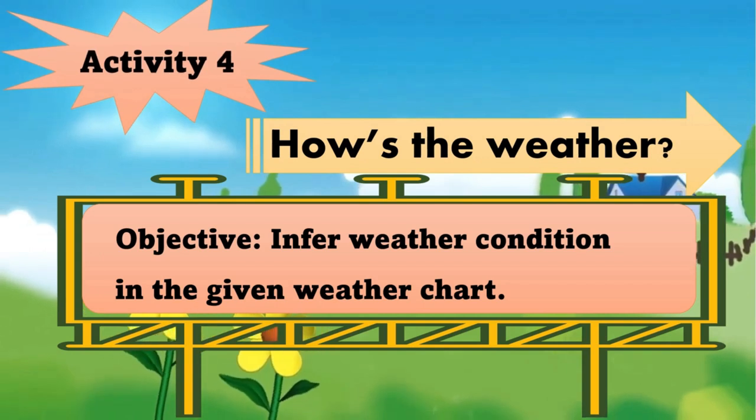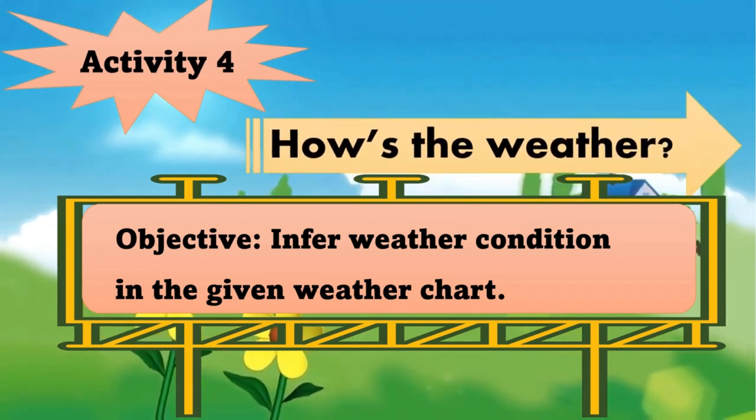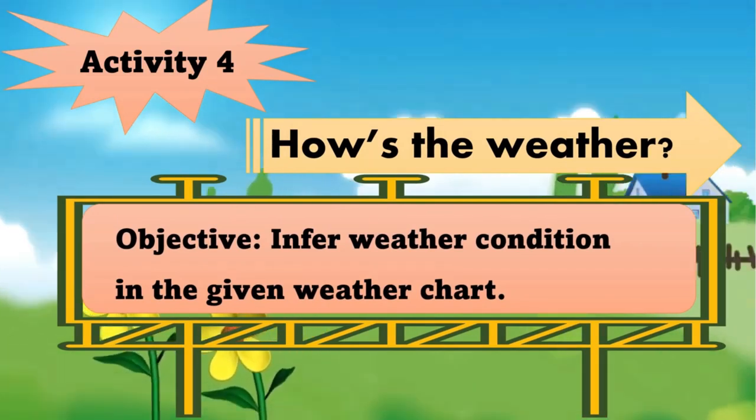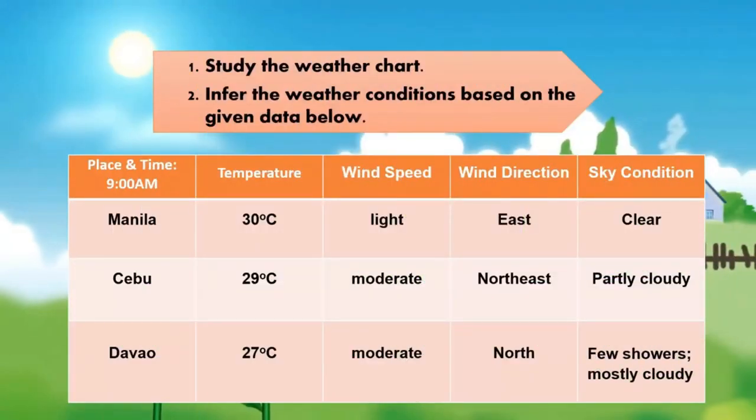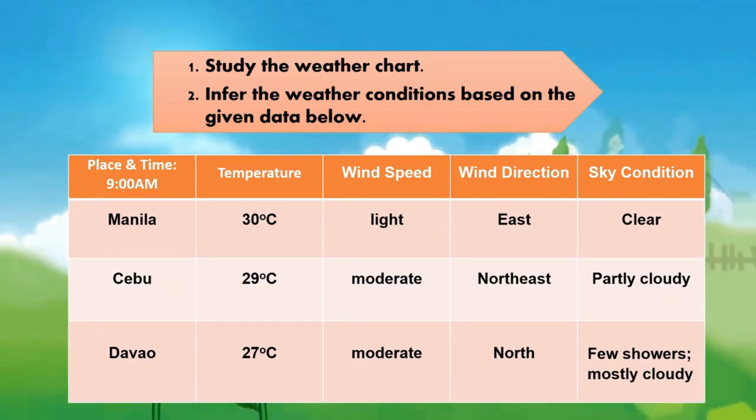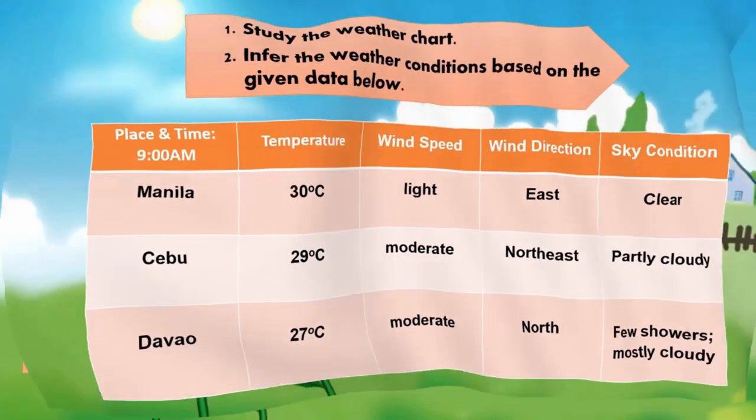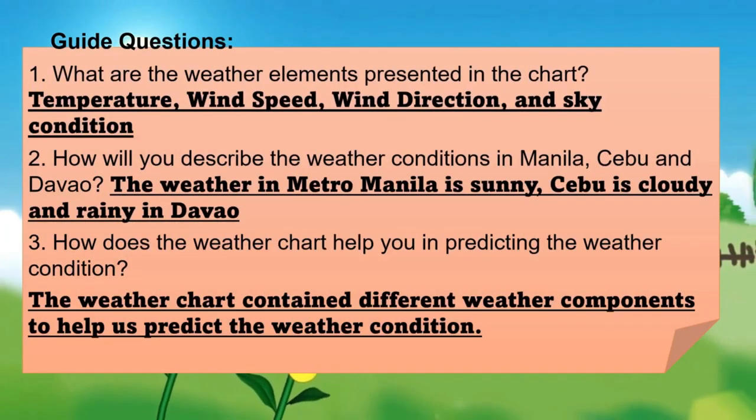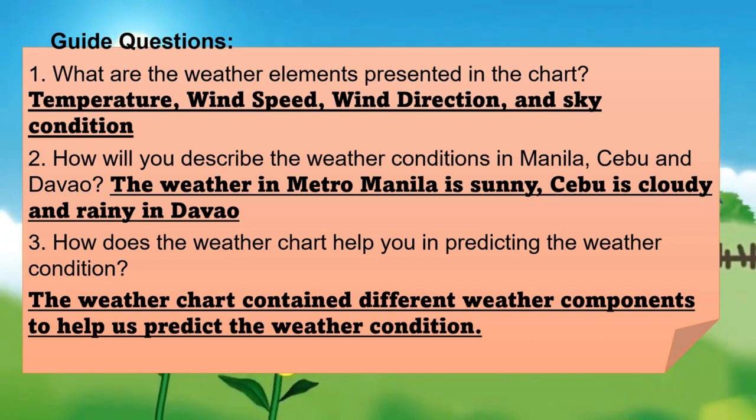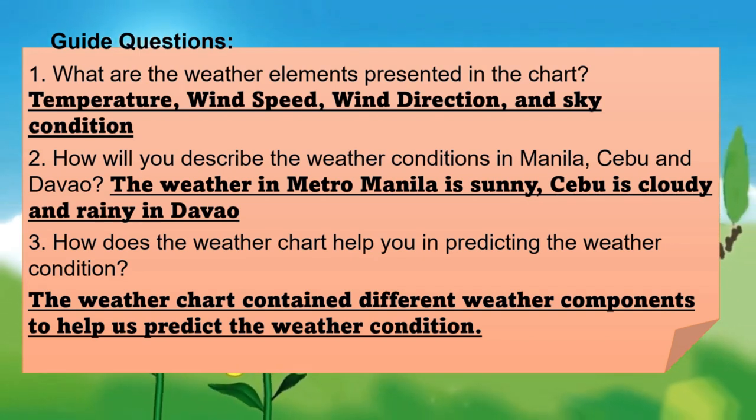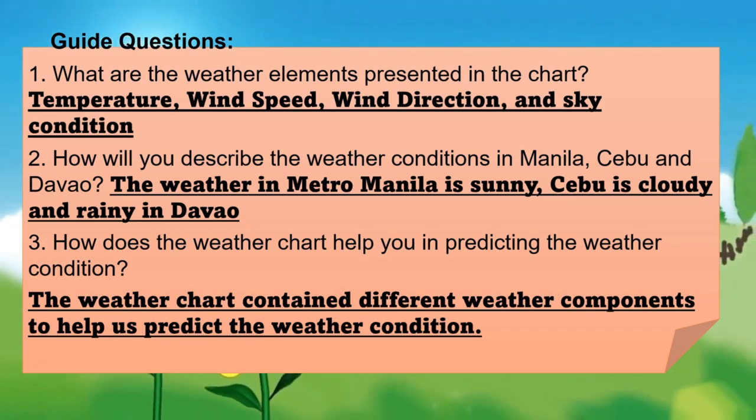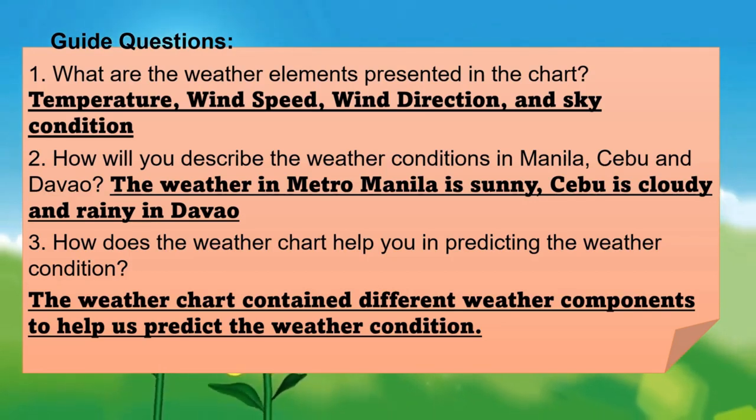Activity 4. How's the Weather? Objective: infer weather condition in the given weather chart. Study the weather chart. Infer the weather condition based on the given data below. Okay, now let's answer the guide questions. What are the weather elements presented in the chart? How will you describe the weather condition in Manila, Cebu, and Davao? How does the weather chart help you in predicting the weather condition?